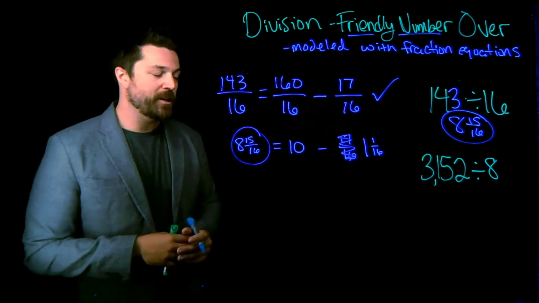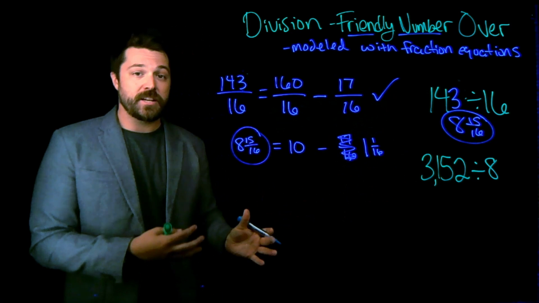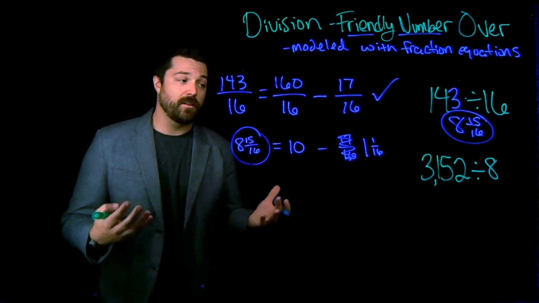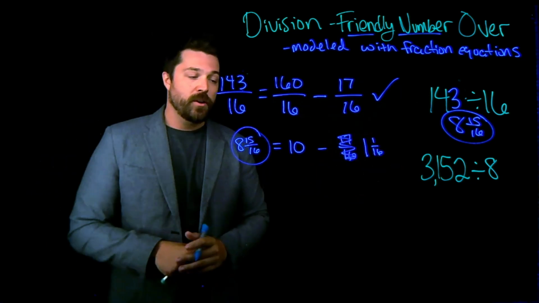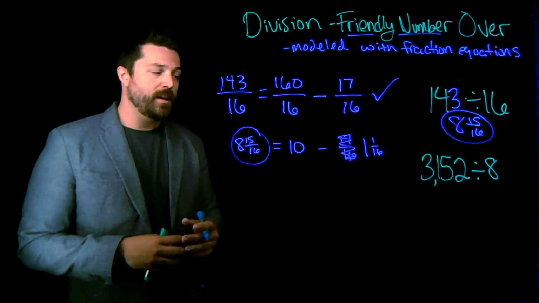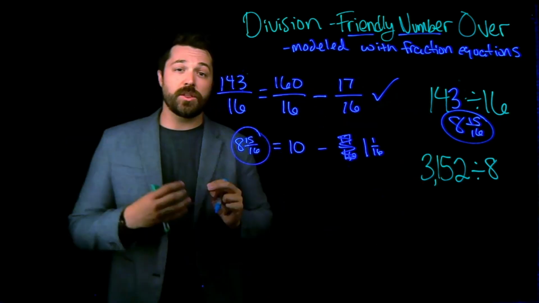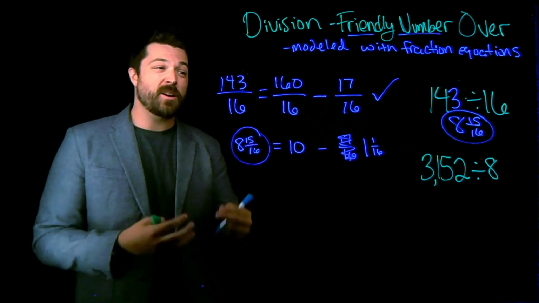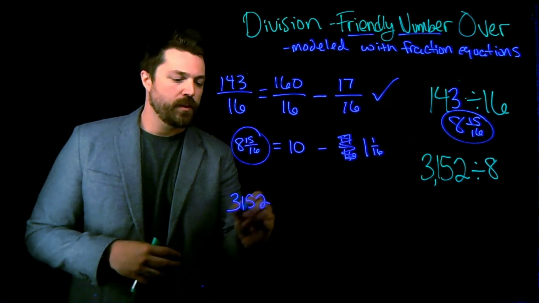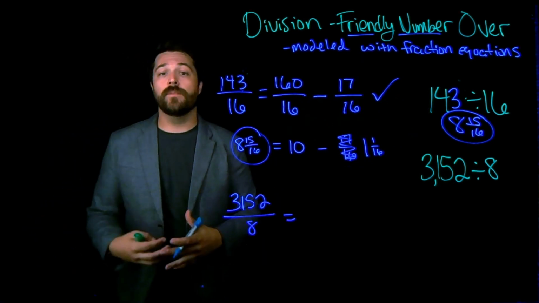Here's another expression that we can use this strategy with. We've got a little bit larger numbers here just to show that this does scale up as the numbers scale up as well. So 3,152 divided by 8. I'm thinking about 8s, and I know that 8 times 4 is 32, and this is really close to 3,200. So I want to think about that 3,200. Again, I'm going to rewrite it at first as a fraction, and then I'm going to create my equation with my friendly number.